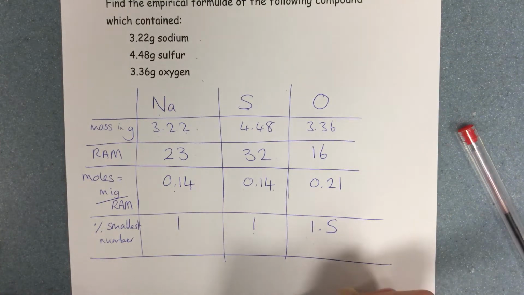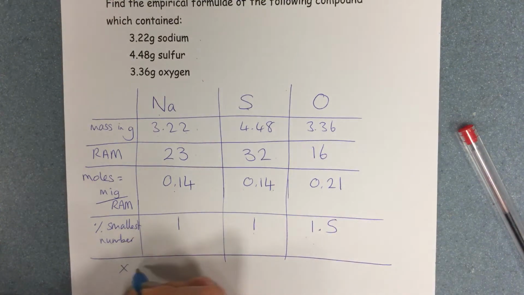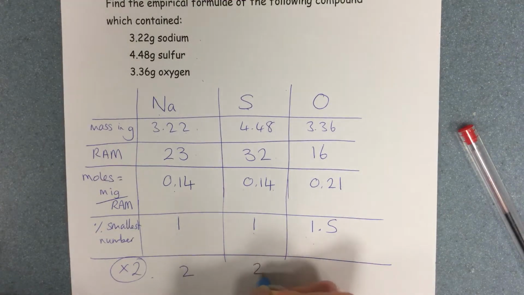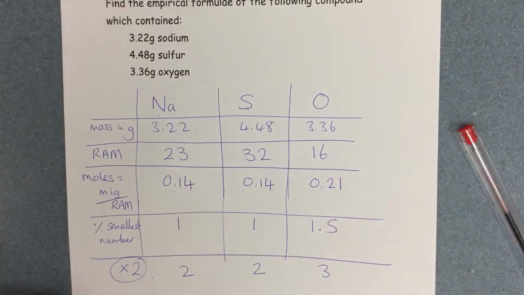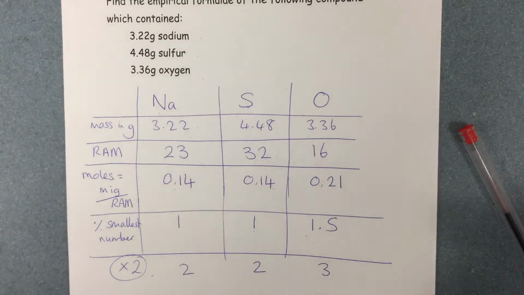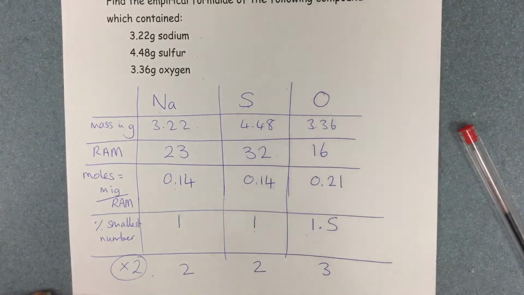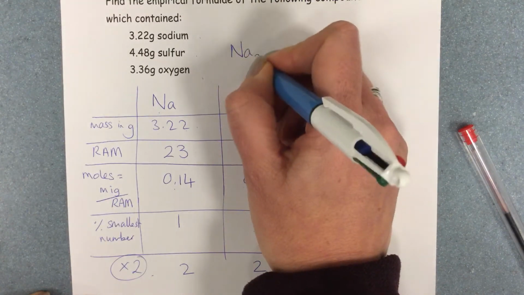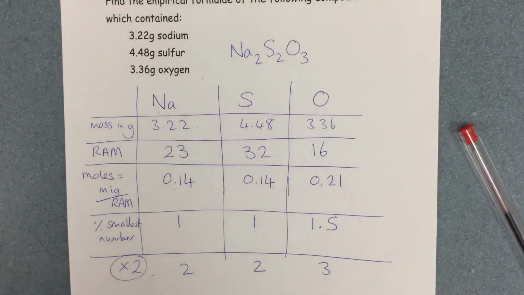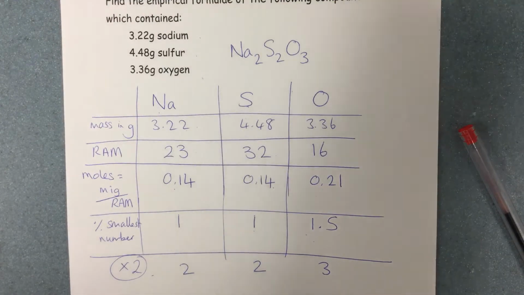So to get whole numbers, I don't need to divide by anything else. I actually now need to times by 2 all of my numbers in order to get whole numbers, because I can't write NaSO 1.5. That's not a formula. So I can write Na2S2O3. And that's my empirical formula done.